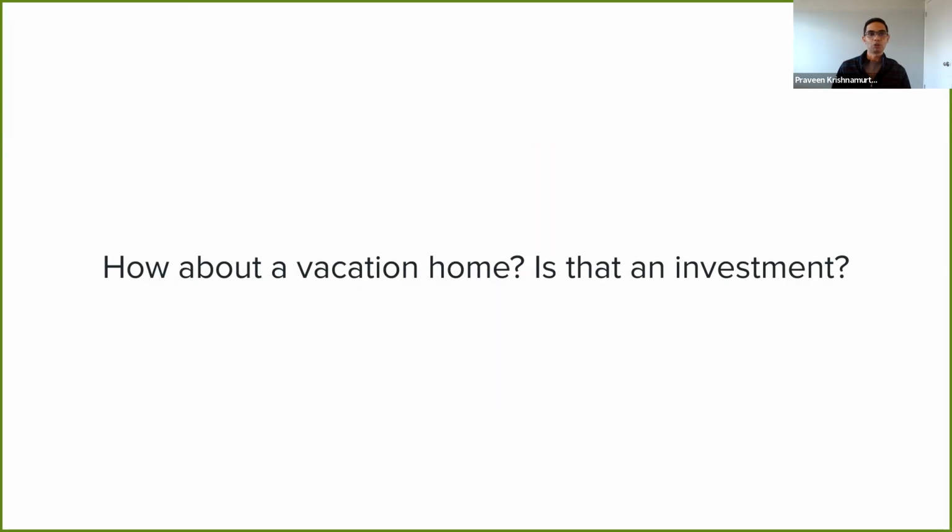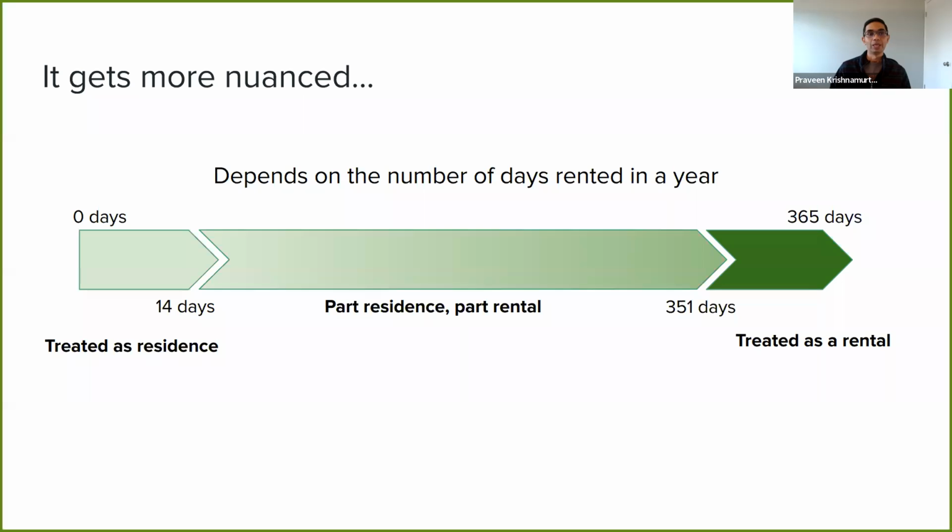The next question that comes up is, what about a vacation home or a second home? Is that an investment? This is where it gets a little more complicated, especially with a vacation home. It really depends on the number of days in a year that you rent it out for. Very quickly, if you are using it primarily as a residence, for your personal benefit and use, and not renting it a whole lot, less than 14 days, then it acts as a personal residence. And all the things that we spoke about for a primary home are pretty much applicable to your second home or your vacation home as well.